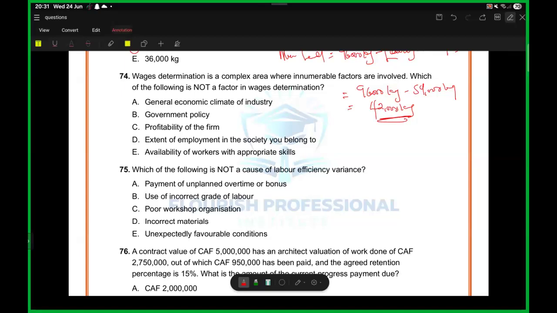This one is so simple. So what will be the answer? There will be no explanation. What will be the answer?